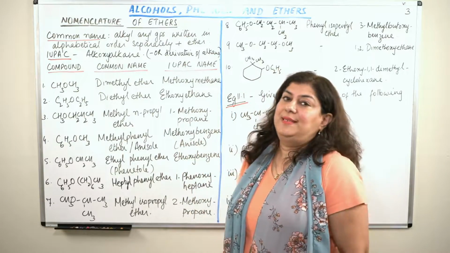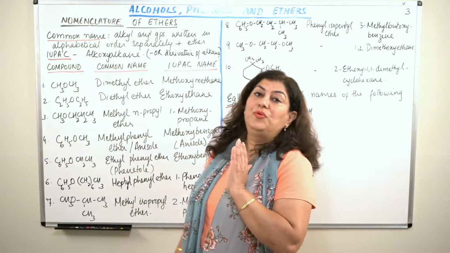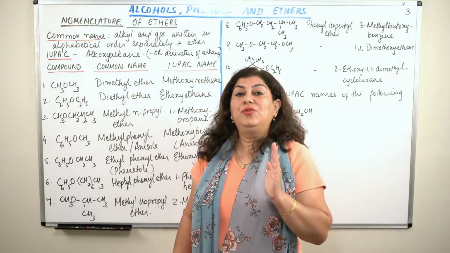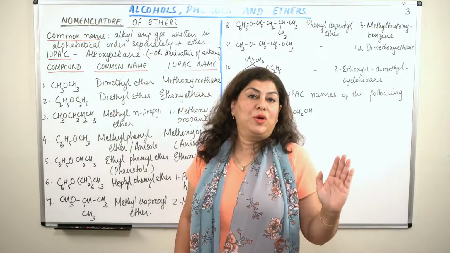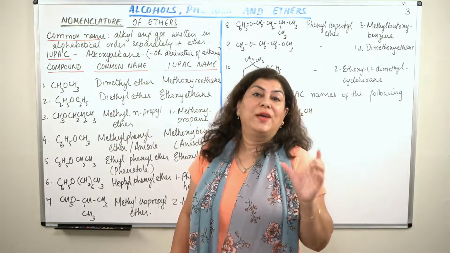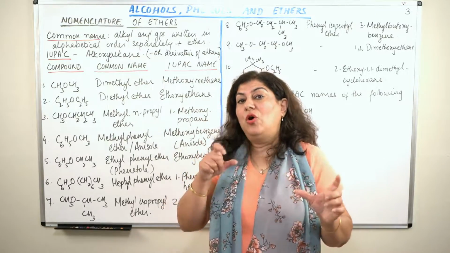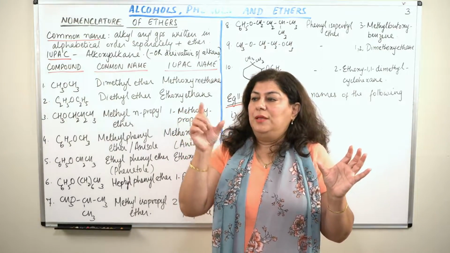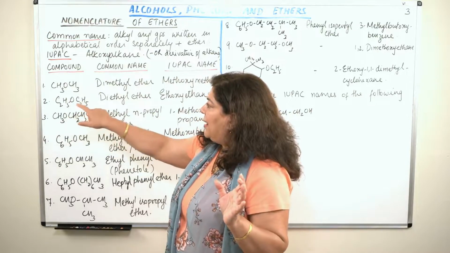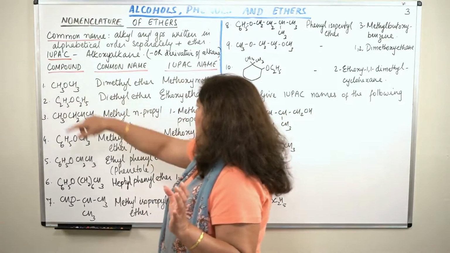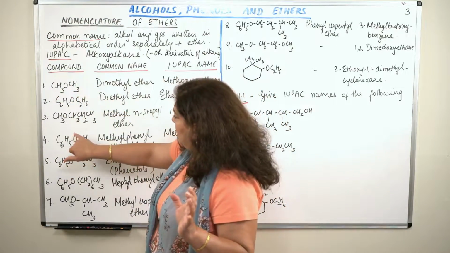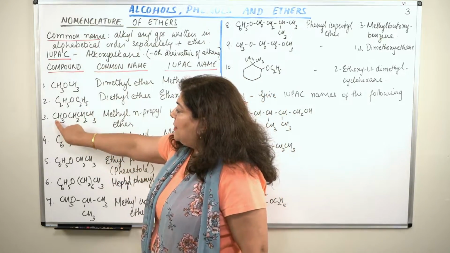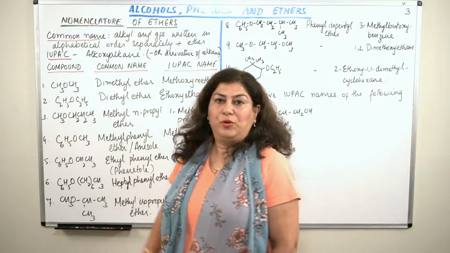But in IUPAC nomenclature, we go according to the rules. What are the rules? The first thing is we choose the hydrocarbon which is the parent hydrocarbon, which has the longest chain. So we choose the longest chain hydrocarbon and we consider this the other part. If you take a look at this, let us choose this again because there's a difference in the two sides. This is a methyl group and this is a propyl group.